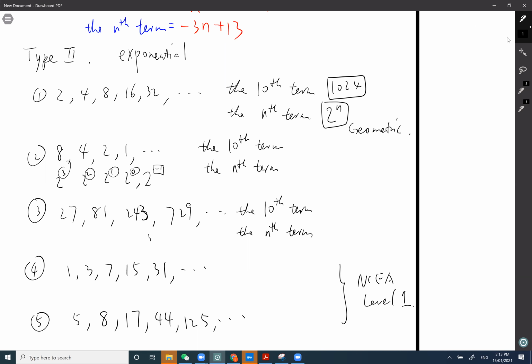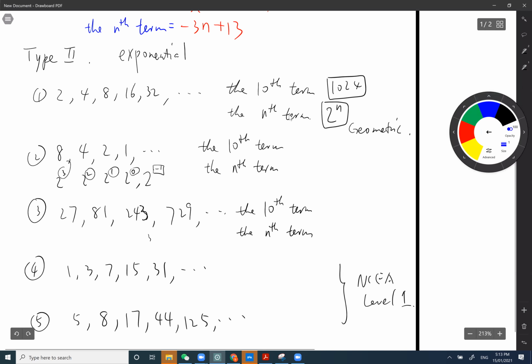Okay, how do we find the nth one? Like we just check this one. How do we find the nth term? The first question is all about the power of 2. So 2 to the power 1, 2 to the power 2, 2 to the power 3, 2 to the power 4, 2 to the power 5.